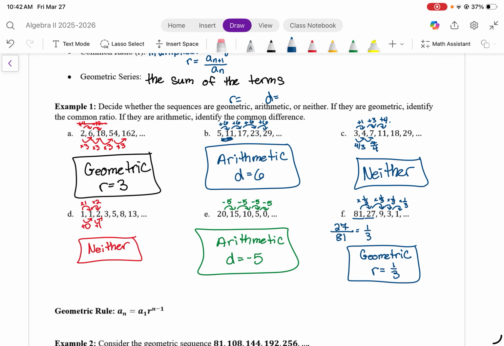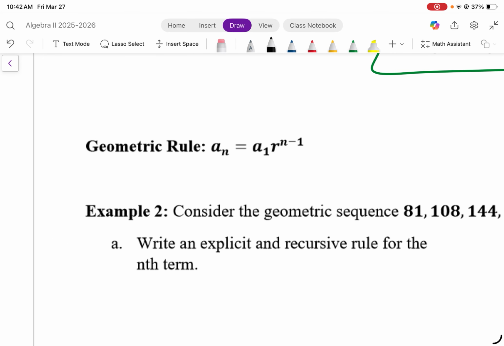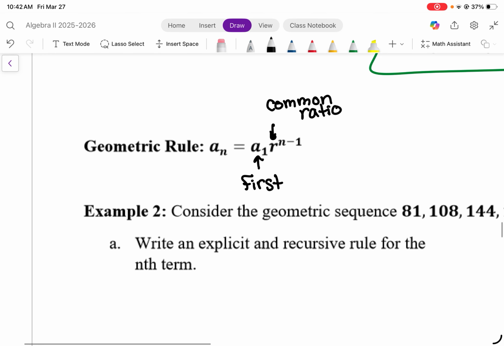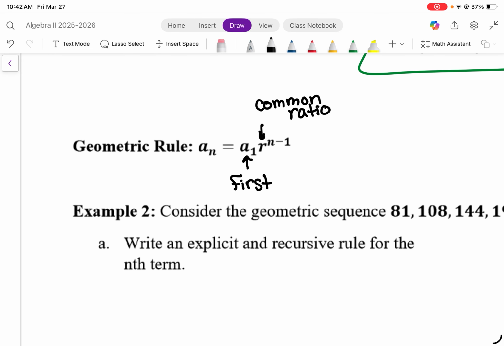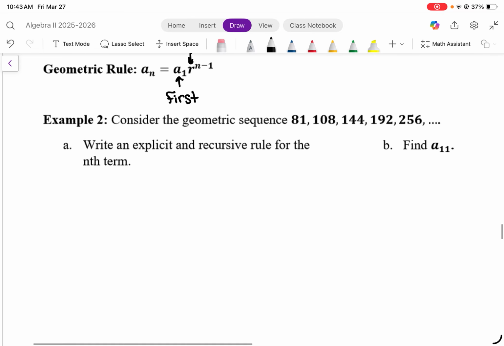All right, those are our 6 examples for those. Next, we're going to go over the rule for our geometric sequences. For those, we have a sub 1, which again is our first term, multiplied by r, which is our common ratio, raised to the power of n minus 1, where n is still the term number. That will also be given to you on your formula sheet.